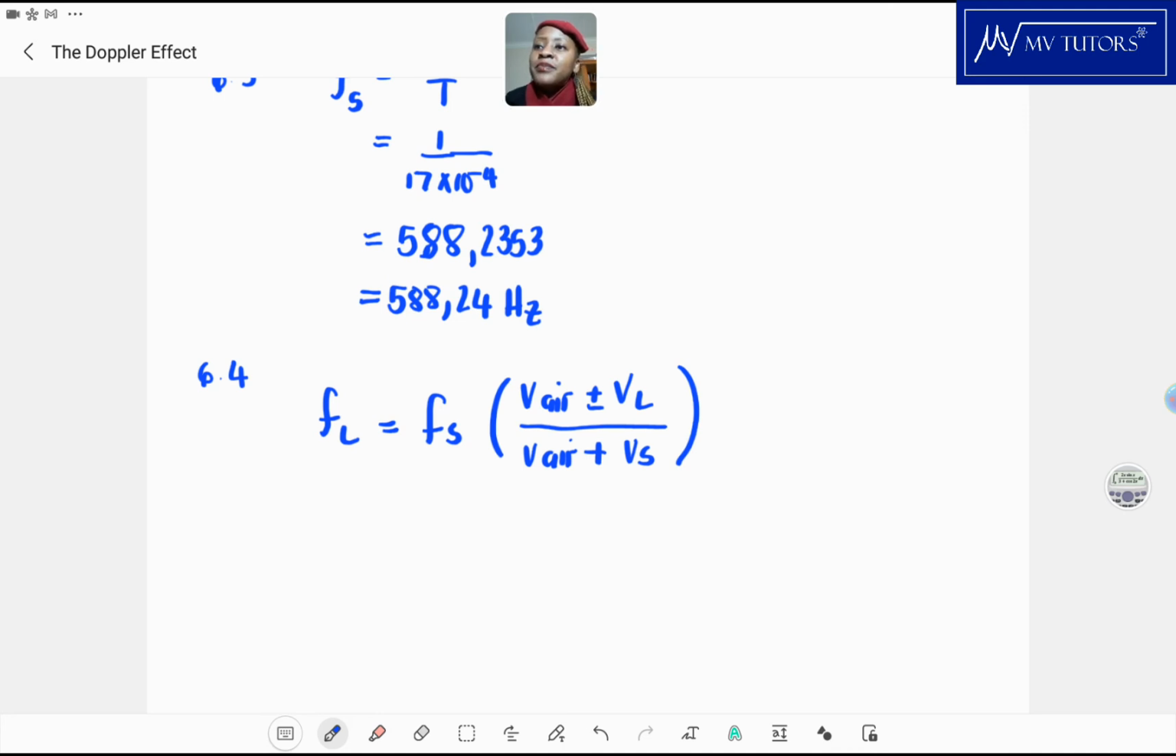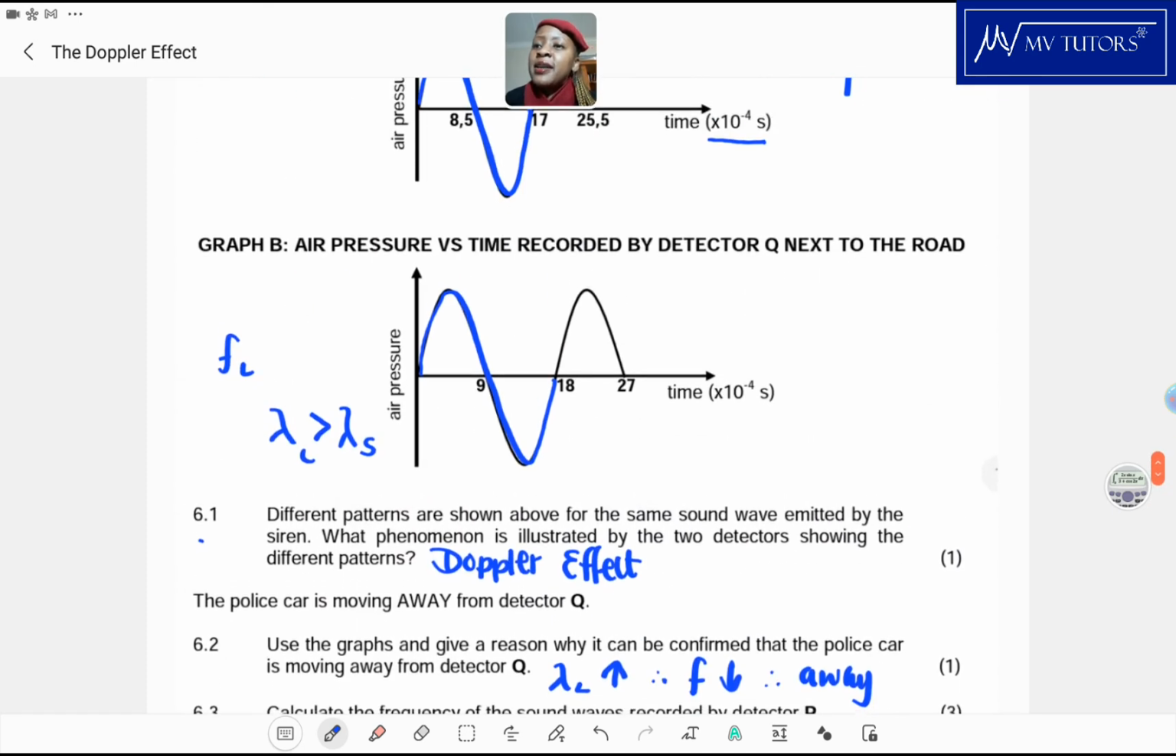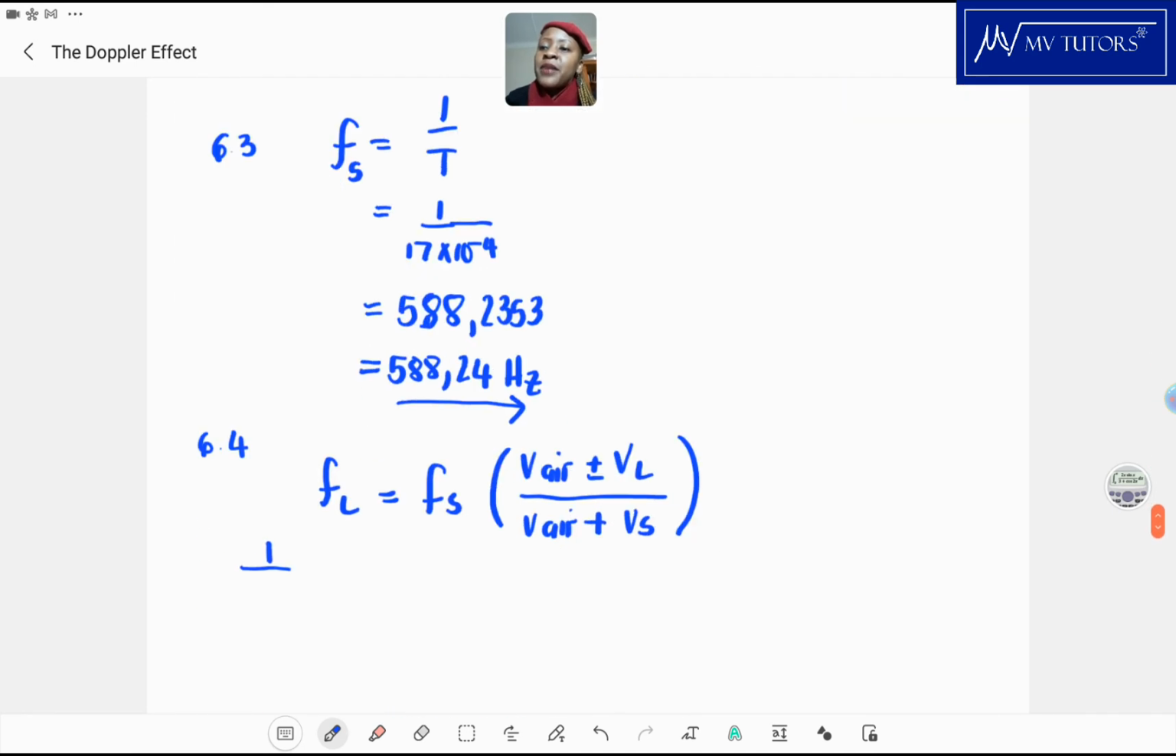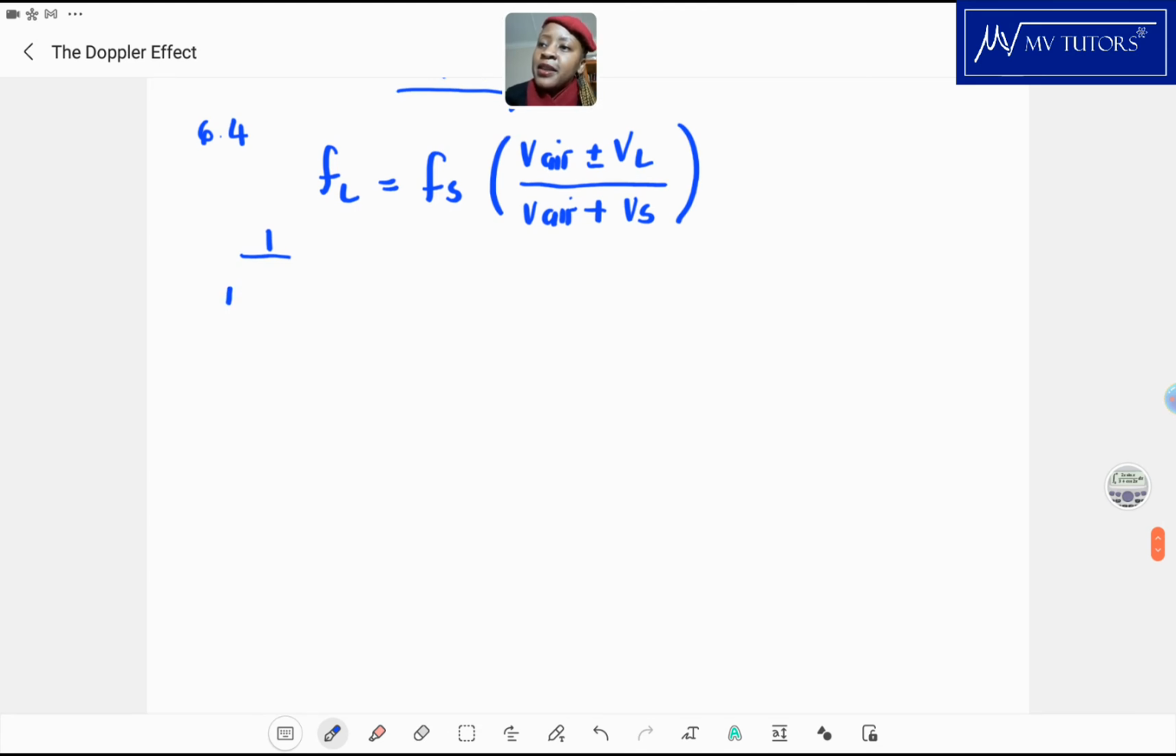I'm just going to put 1 over t as my frequency so that I don't lose accuracy. Due to rounding off, sometimes your answer can be a bit off. So the frequency of the listener, remember the detector, it had 18 times 10 to the power minus 4. So I'm just going to plug that there, 18 times 10 to the power minus 4. And for the source, we had 17 times 10 to the power minus 4, just so that I get a more accurate answer without using rounded off values.